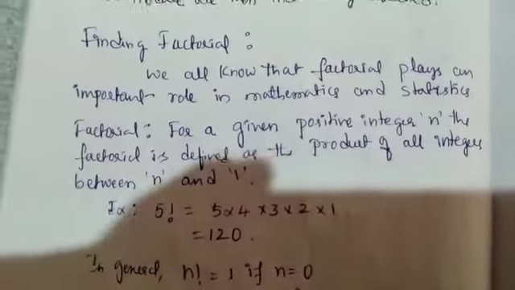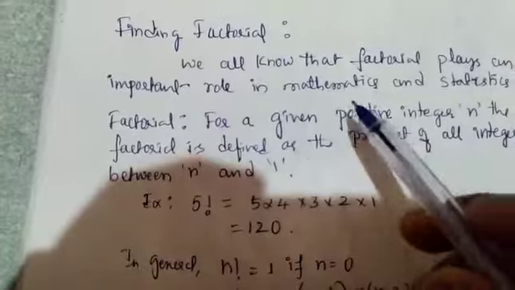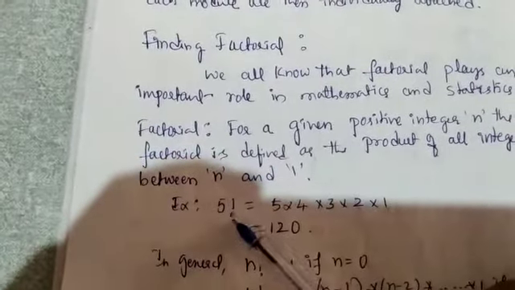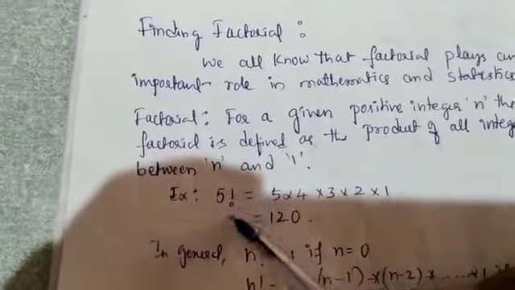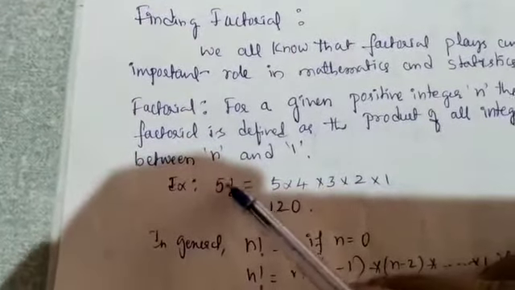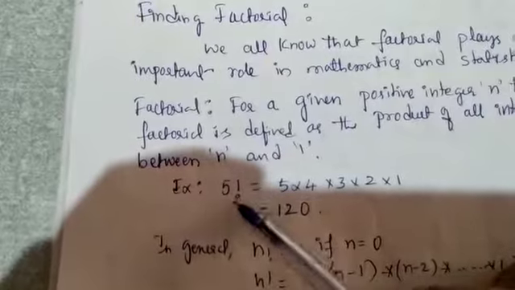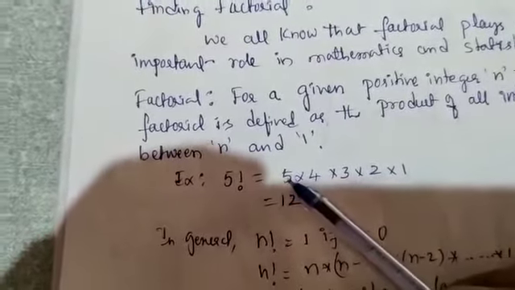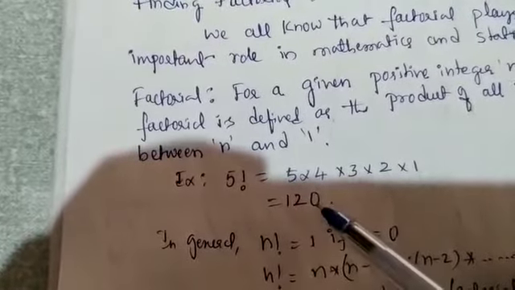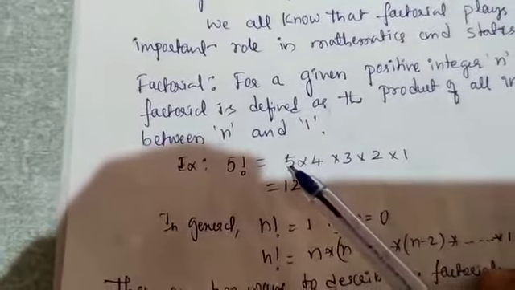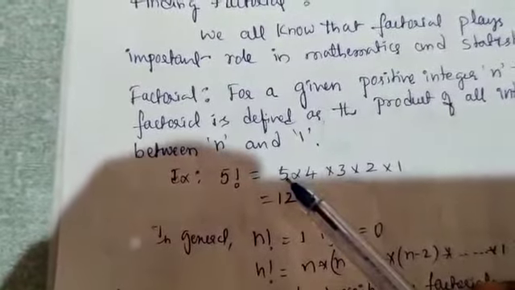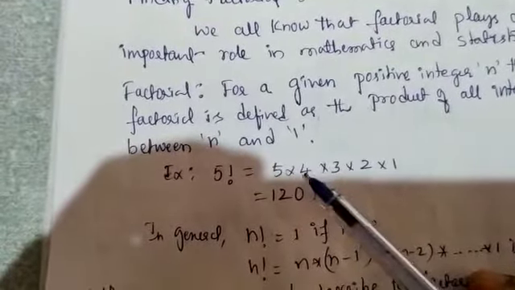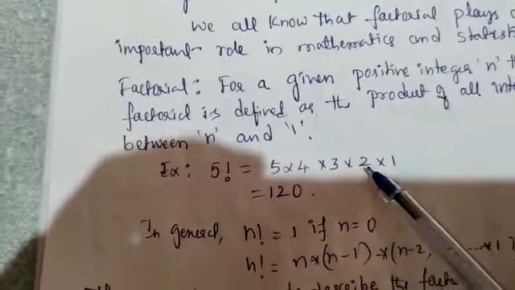The symbol which I am showing you is the exclamation symbol, which denotes a factorial in mathematics. 5 factorial is equal to 5 × 4 × 3 × 2 × 1, and the result will be 120. How do we identify the factorial of a given number? It is 5 multiplied by 4, multiplied by 3, multiplied by 2, multiplied by 1.